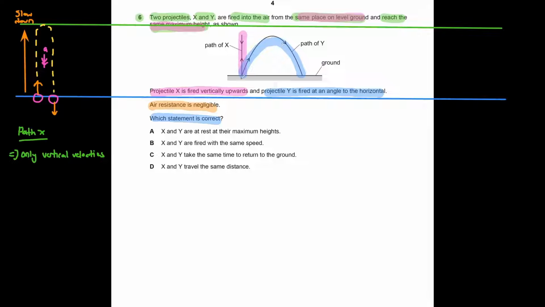How do I know that? It's because of the statement here saying that air resistance is negligible. When you have this statement here, it already tells you that weight is the only force. Therefore, a will be equal to g and is constant.